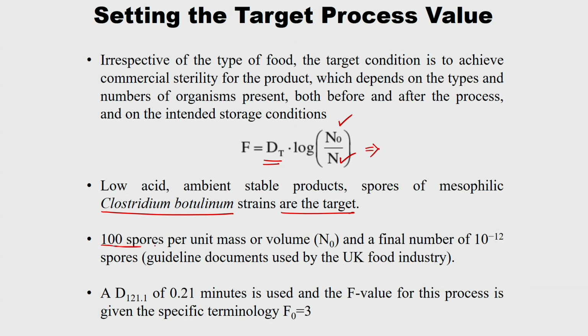So for example, if we have 100 spores, the 100 spores is the maximum level. Either you get it from a poor product or your process is very poorly designed, only then will you have this initial count of 100 spores. That is reduced to 10 to the power of minus 12. This is the guideline document by the UK food industry. So you will have a 12 log reduction. Then you will have around 2.3 minutes, because your D_T value for Clostridium botulinum is 0.21 minutes. If you round it off, then you will have 3 minutes.